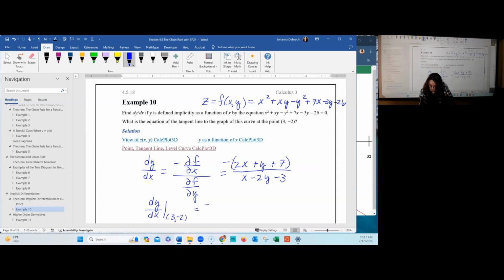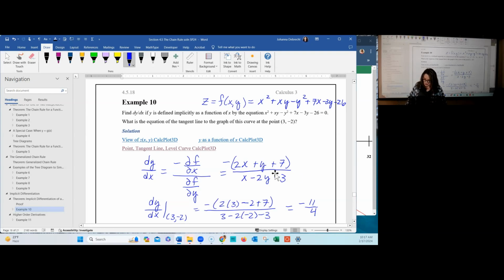When we do this, we're going to end up with 2 times 3 minus 2 plus 7, and take the opposite of it, divided by 3 minus 2 times -2 minus 3. When we work all of this out, we're going to end up with -11 divided by 4. Because the denominator was non-zero, we know that it does have a derivative at that point.